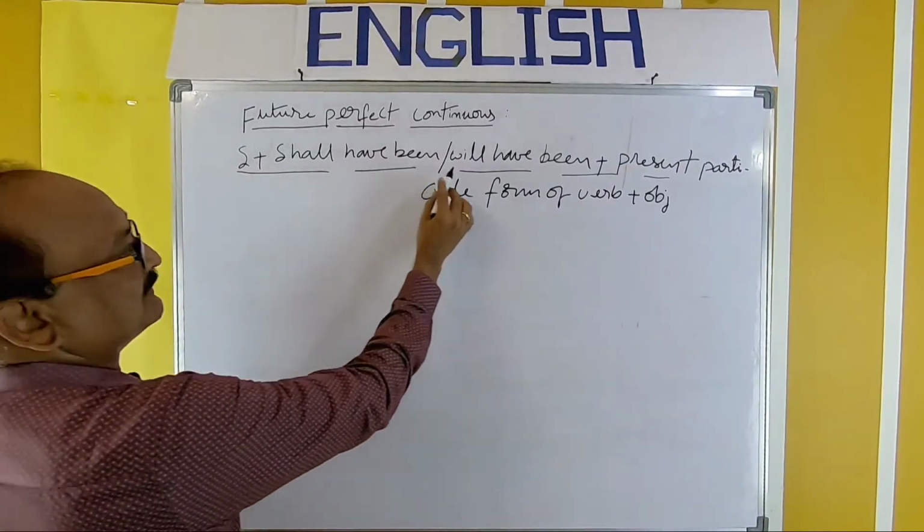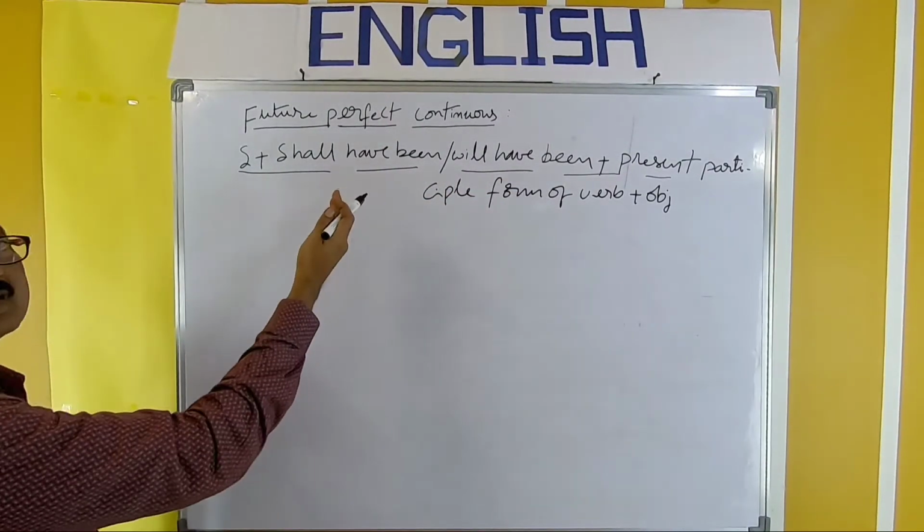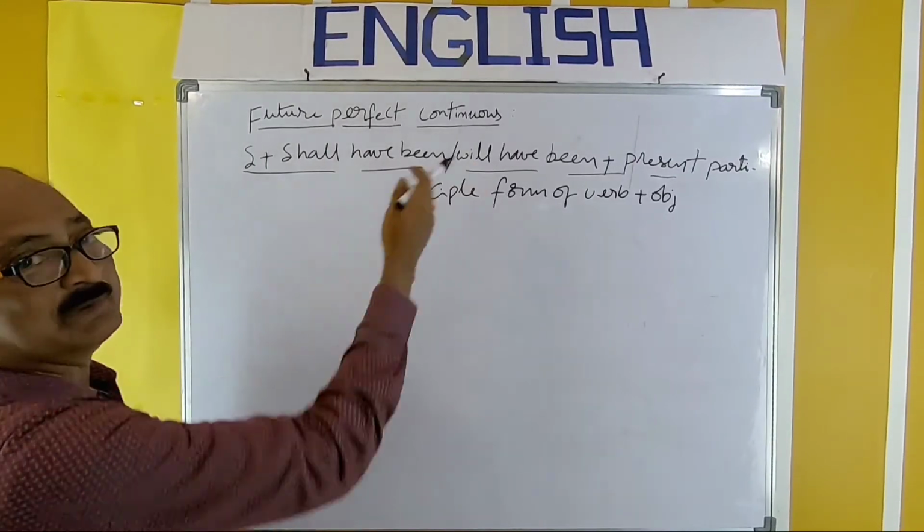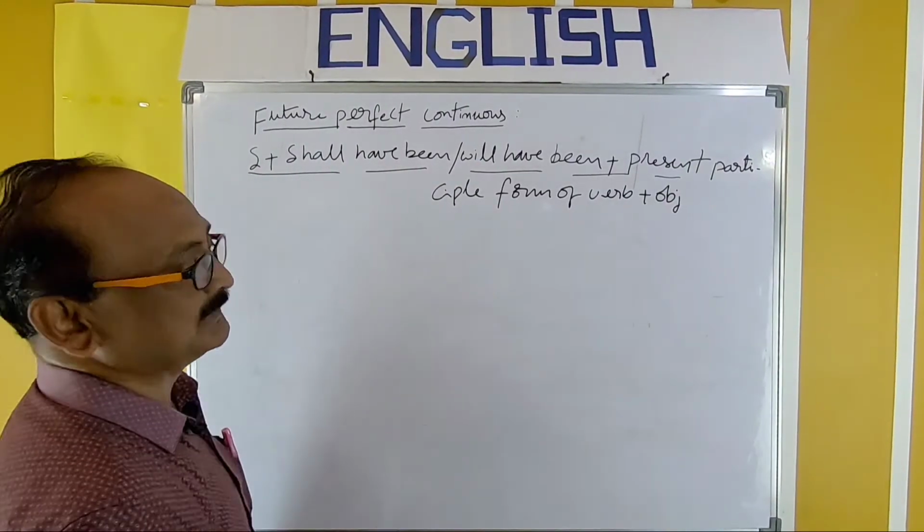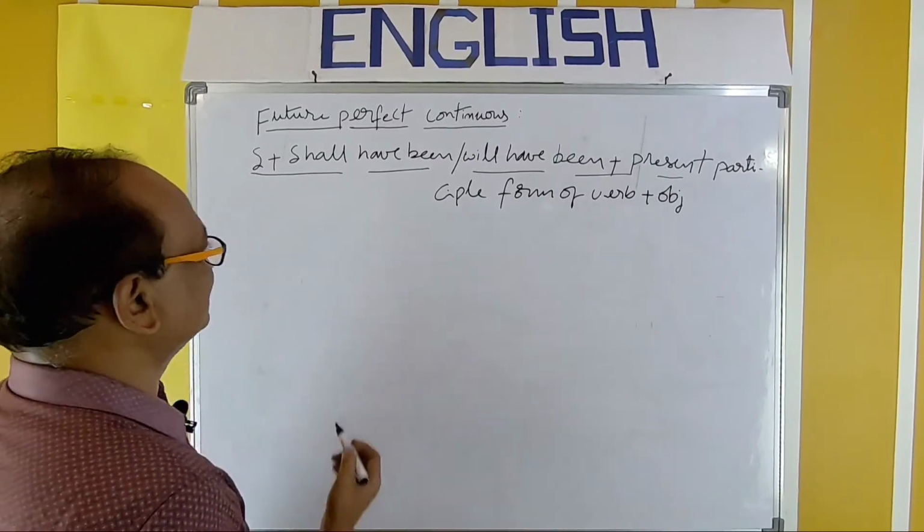Here, shall have been or will have been. You can take it shall or will plus have been. So, shall or will plus have been. So, either way, both are one and the same.